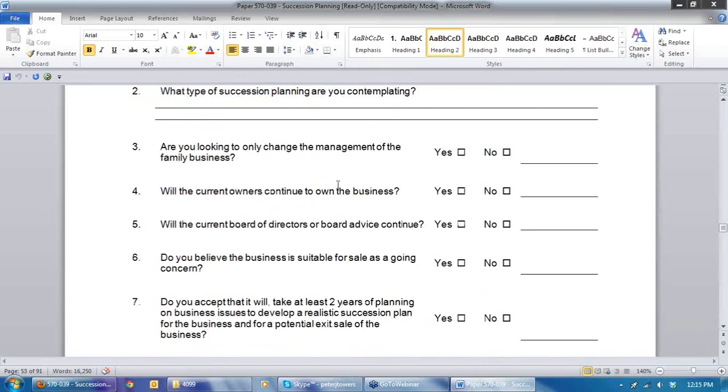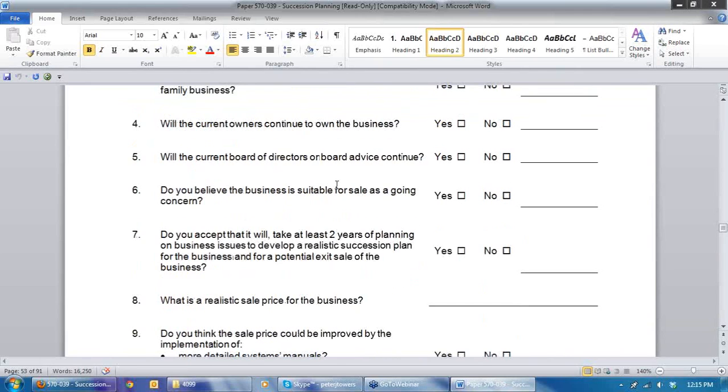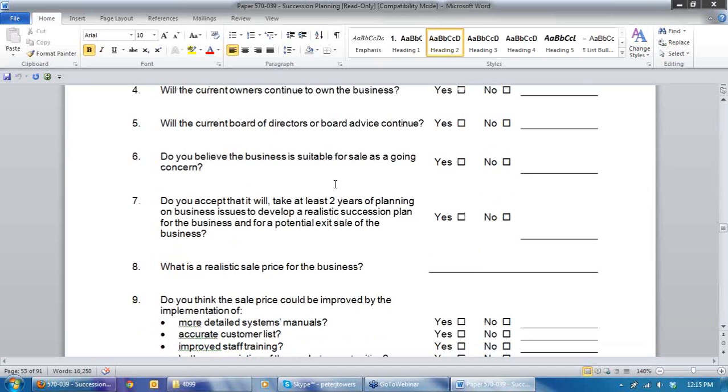Is this just a change of a person within the team and it's intended that the business is going to continue? Is there a board of directors and a board of advice, and would they continue? Is the business suitable for sale as a going concern? Would someone be prepared to pay 5, 6, 7 times after-tax earnings? And you may have to soften the blow a bit with the client to warn them that if they need some processes put in place, this could take 2 to 3 years.